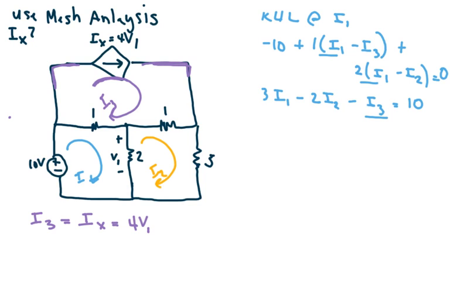And of course we know I3 here, so 3I1 minus 2I2 minus 4V1 equals 10. Okay, now we'll do the other mesh.